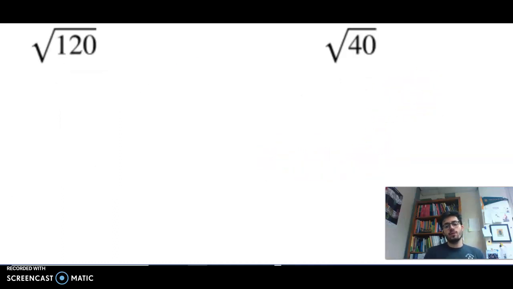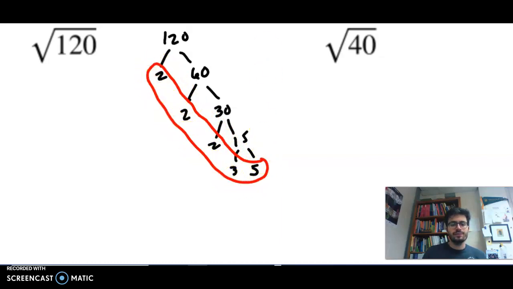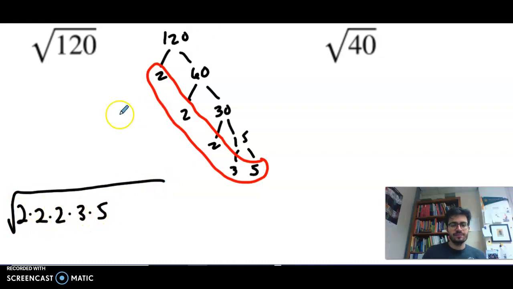Sometimes we don't have a perfect square or perfect cube as we call them, but we can simplify the expression we have. So we start by factoring our number, which I'll do really quick. You guys did this in the last module. And we're going to write all of these numbers under the square root. So I have 2 times 2 times 2 times 3 times 5.